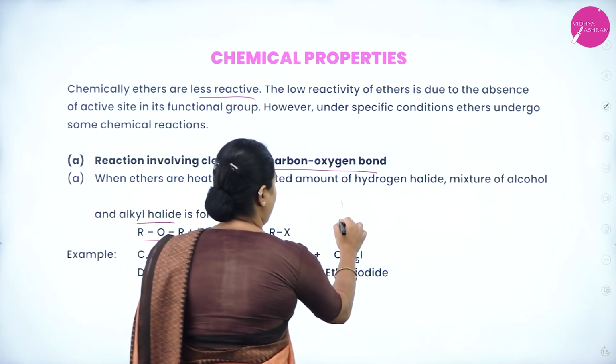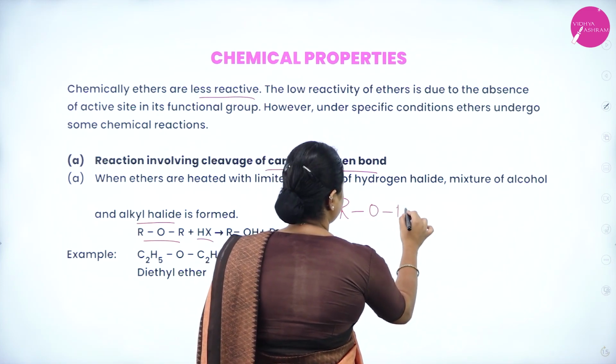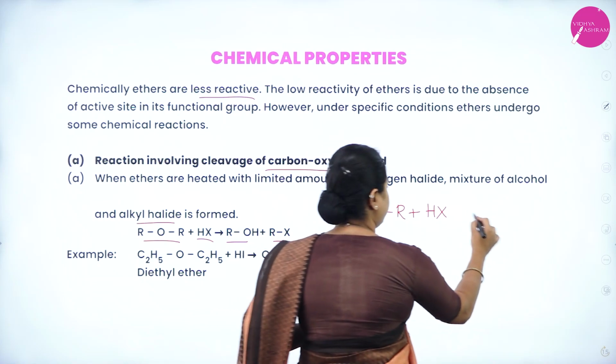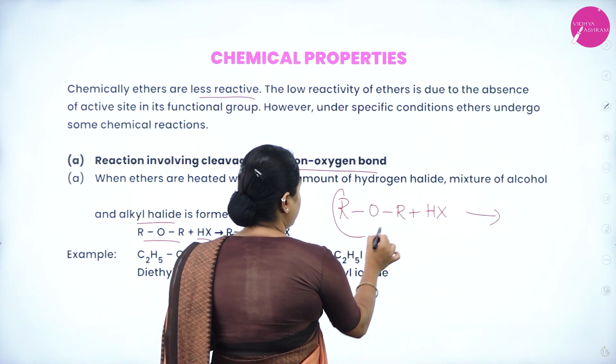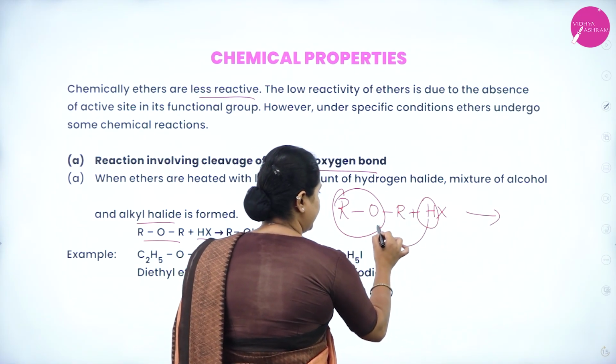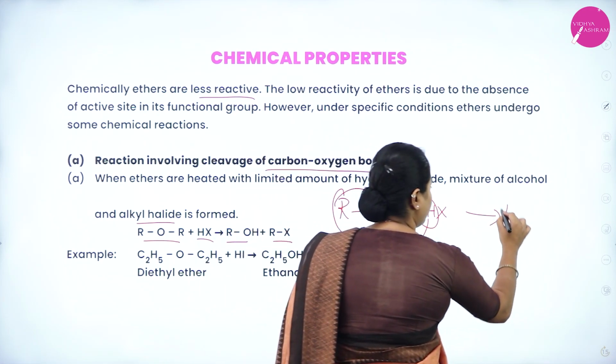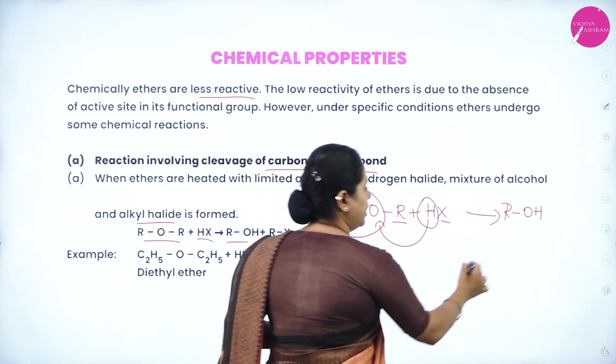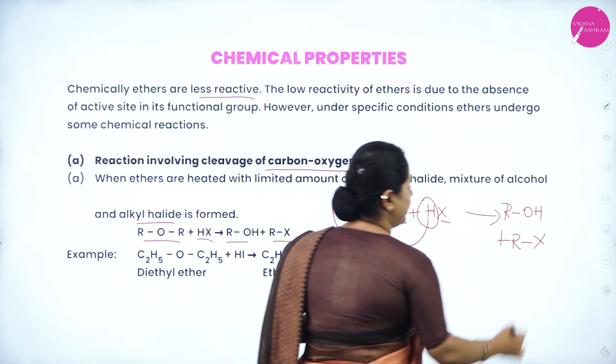So you can see ROR, which is your ether, is going to react with HX. What is it going to form? RO, and this hydrogen will attach to this oxygen. So what will you get? ROH, which is alcohol. Now what is left? X and R, that is RX, which is your alkyl halide.